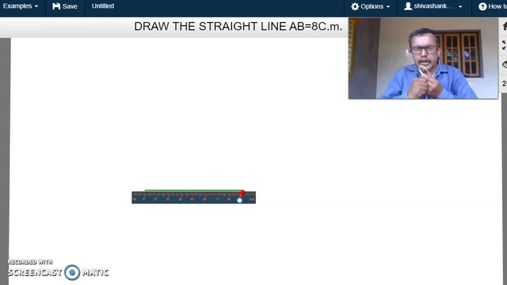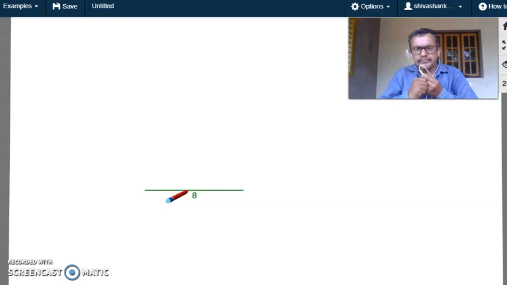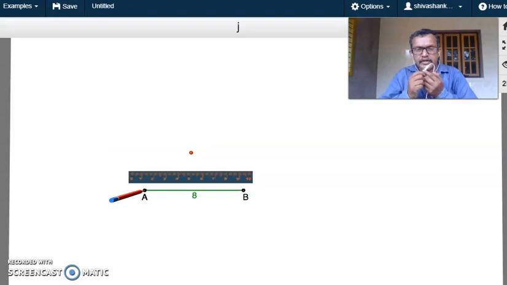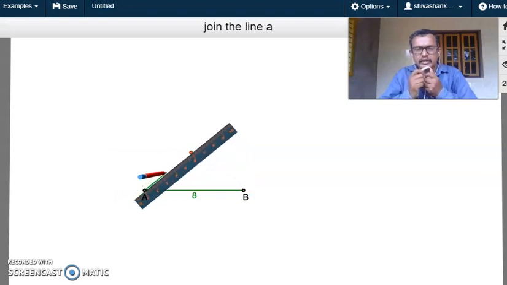So now I am taking a problem. Draw AB equal to 8 centimeter. The first point is A, the second point is B, and given in the problem, at angle A construct an angle of 40 degrees. So I am constructing an angle of 40 degrees at A. Now join that point and produce.